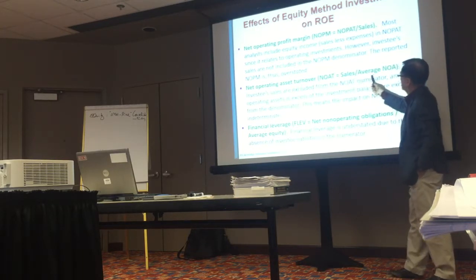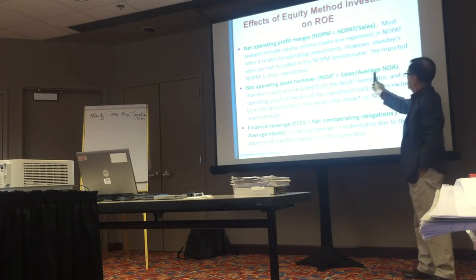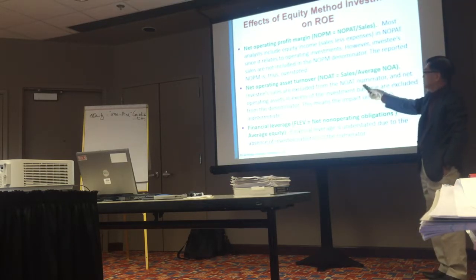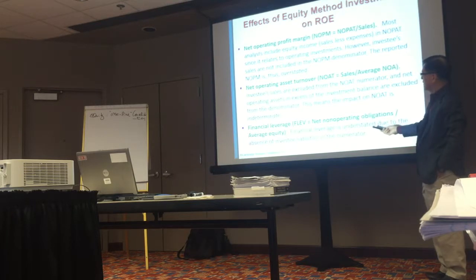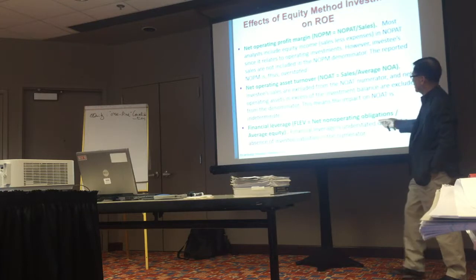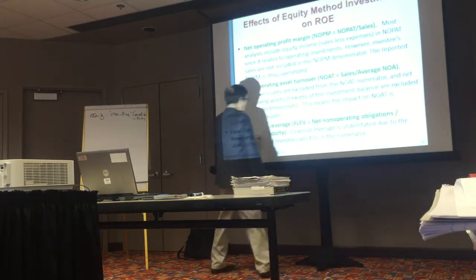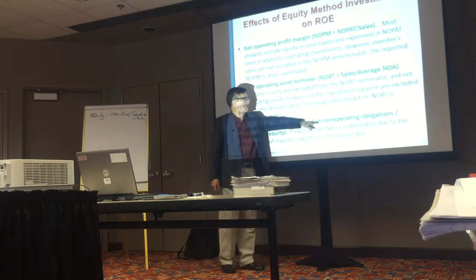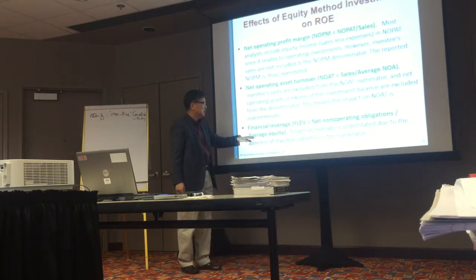here. The impact, we don't include this. Net operating assets, we don't include this. So the change is not immediately clear in this ratio. Financial leverage. If you look at financial leverage, it is net operating obligation over average equity. Well, earnings will go up, equity will go up, but we don't touch this one because we don't include the invested obligation. So since your denominator is going up, this will be what? Lower.